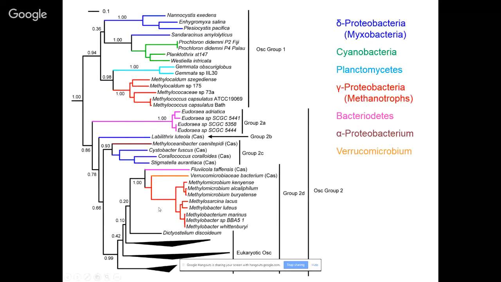So let me orient you a little bit. These are all bacterial sequences, bacterial genomes that contain an OSC homolog. Here are the eukaryotes. Dictyostelium is a mold, so it's not a bacterium, it's a eukaryote, but the rest are eukaryotes. The colors represent the taxonomy shown here on the right. And so we see myxobacteria, we see aerobic methanotrophs, which we saw before, and then we see Gemmata, the planctomycetes. But now we also see some Bacteroidetes, an alpha proteobacterium, a Verrucomicrobium, and some cyanobacteria.